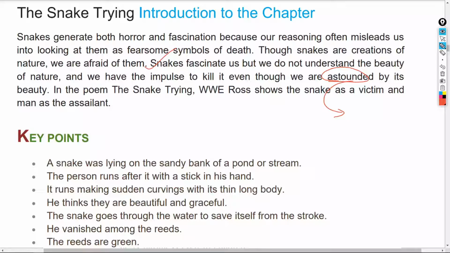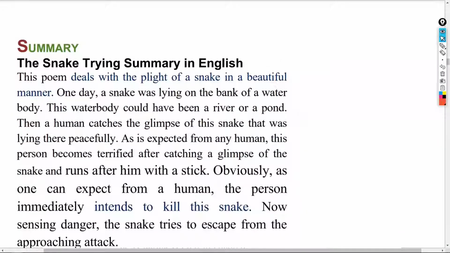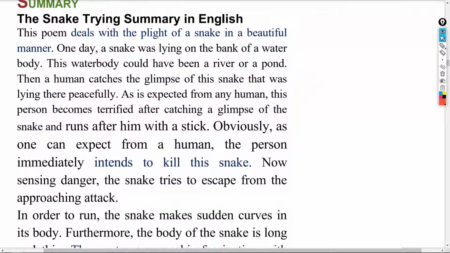Even then, what do they do? They have the impulse, they have the tendency to kill the snake as soon as they spot it. The poem "The Snake Trying" by W.E. Ross shows that the snake is a victim and man as the assailant. So here we see man is the attacker or the assailant, and snake is the victim. Okay, let us see the main point related to it. Let us see the main points in the form of the summary.